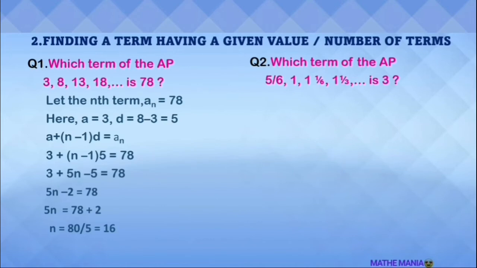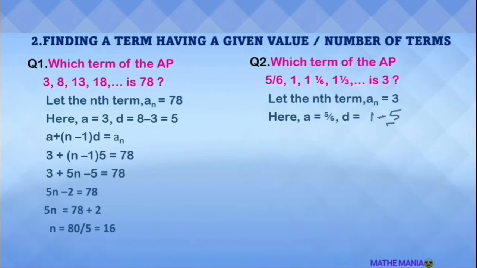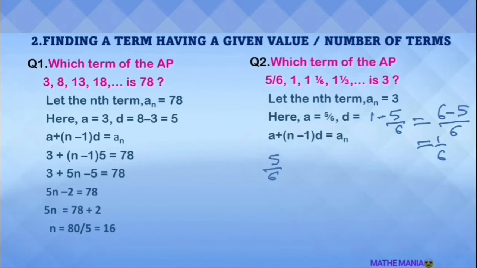Here some of the terms are mixed fractions, but we need only the first two terms, so we will not convert the remaining terms. Let us take the required term as a_n, and like the previous question, we are going to find out a and d. So d is equal to 1 minus 5 upon 6. On taking LCM, it becomes equal to 1 by 6.